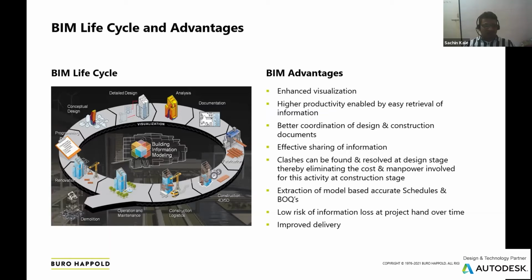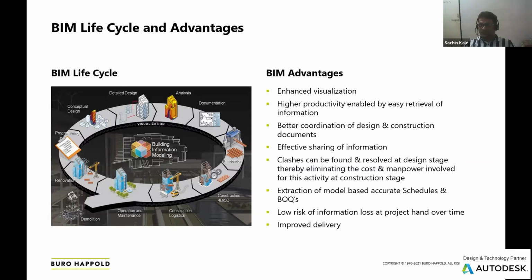The coordination was not that easy. So using BIM as a tool for modeling and coordination has created a revolution, and coordination has become much easier nowadays. Effective sharing of information also happens because the single model is the single source of truth. Everyone speaks from the same model, so it manages all the data inside it. You need not share any additional information when you're sharing your information through BIM models.